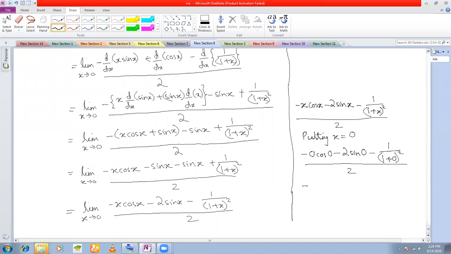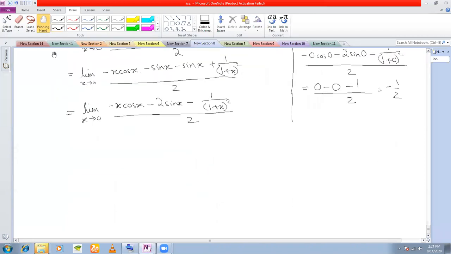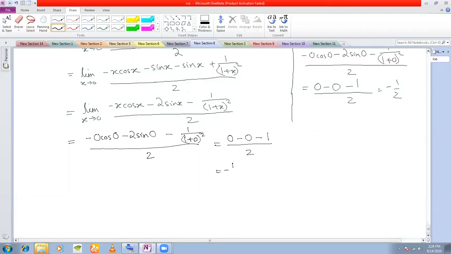Okay, so what do you get? 0 minus 0 minus 1 by 2. You get minus half. So this is a determinate form. So now you can put the value. No longer application of L'Hospital's rule. Minus 0 cos 0 minus 2 sin 0 minus 1 by 1 plus 0 square divided by 2, which is 0 minus 0 minus 1 by 2, which is minus half.